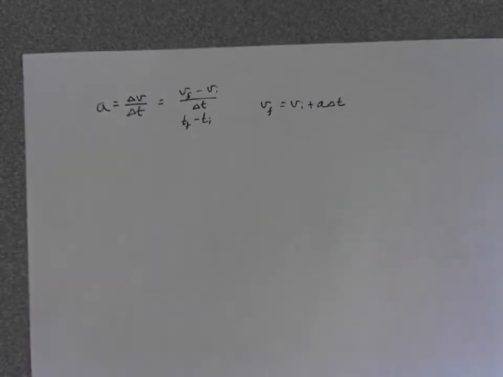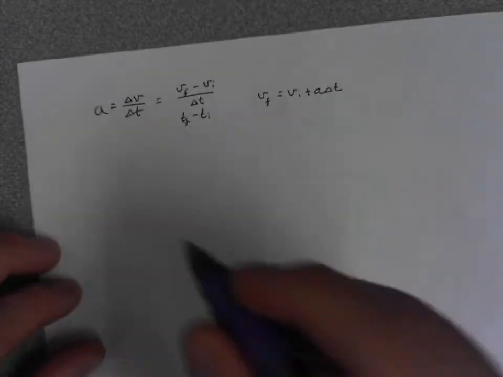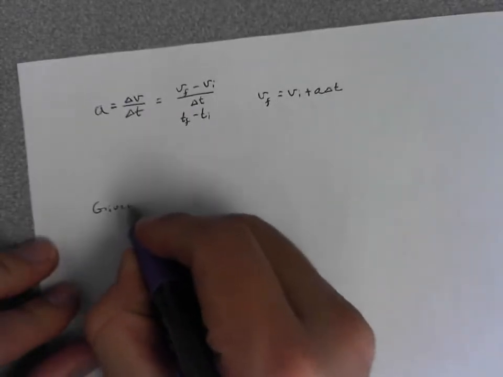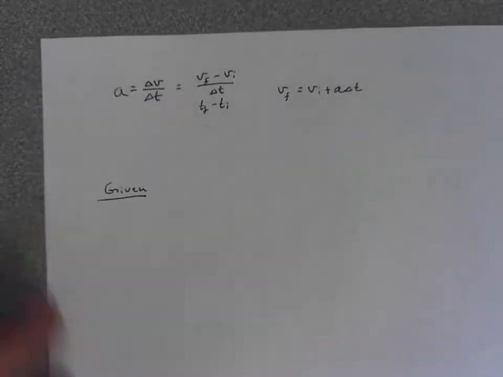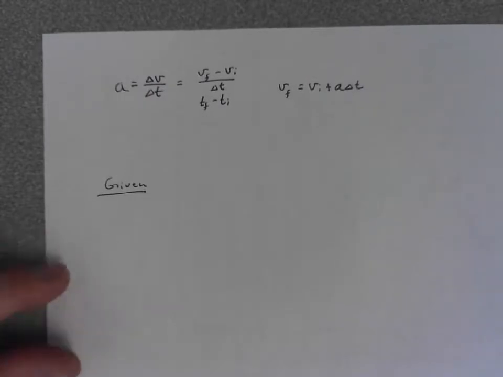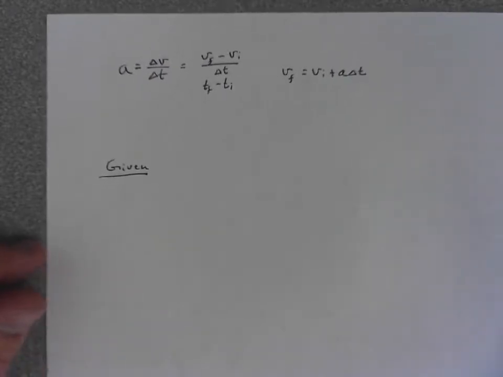Okay, let's do a couple of problems here. I suggest when doing these types of problems that you approach it from the viewpoint of making a list of givens first. That's going to help us quite a bit. By making a list of givens, we can go a long way. So let's do this problem.